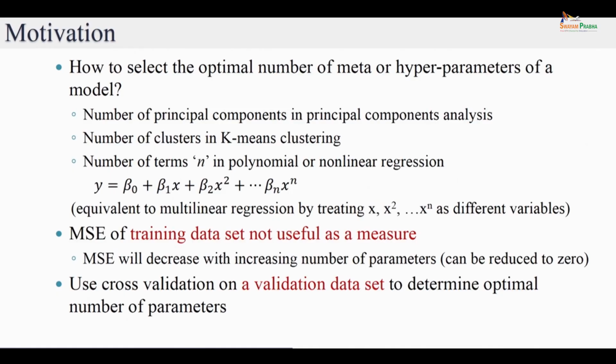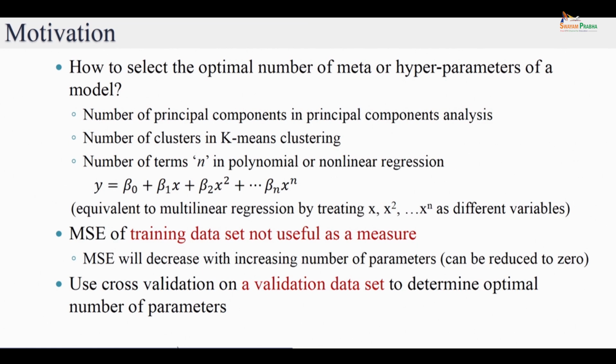Welcome everybody to this last lecture on regression. In this lecture I am going to introduce a concept called cross validation, which is a very useful thing in model building. The main purpose of cross validation is to select what we call the number of meta parameters or hyperparameters of a model.